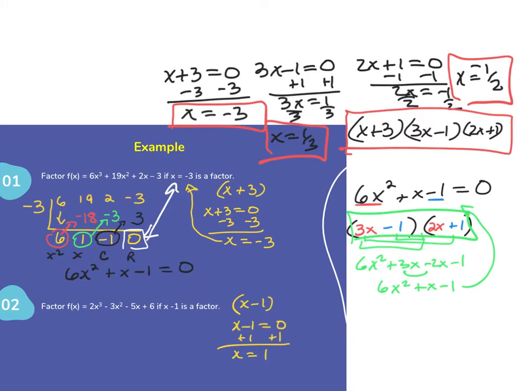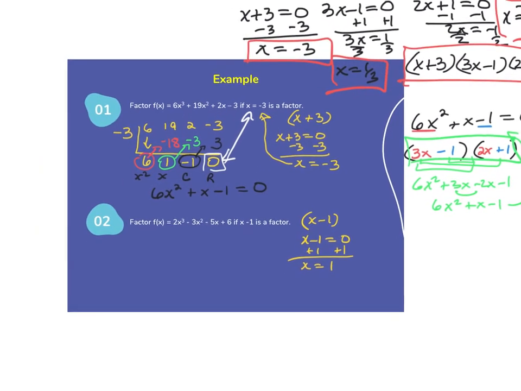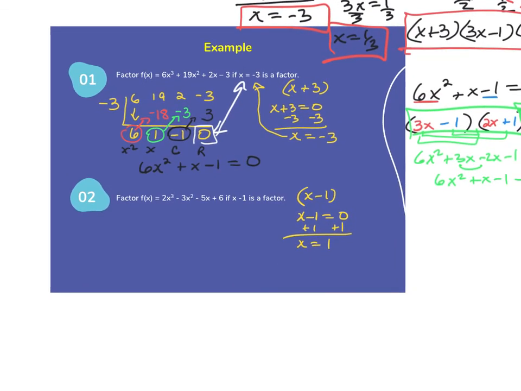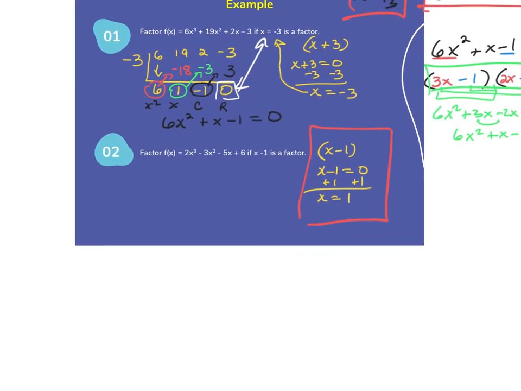Let's try the next one. Again, they're giving me one of the factors. Again, when it's given to you in factored form, we needed to do this to it to figure out what number we're using in our synthetic division problem. And I'm using positive 1. So let me come down here where I have plenty of room. I'm using 1. I'm going to take all the coefficients, the 2, the negative 3, the negative 5, and then the constant, which is 6. And now I'm going to do the division.